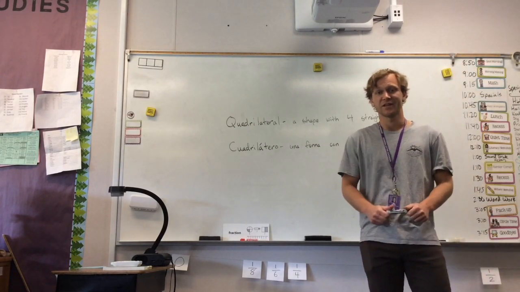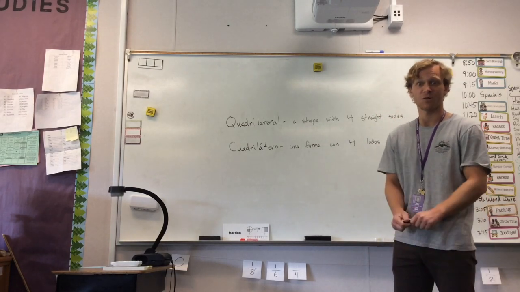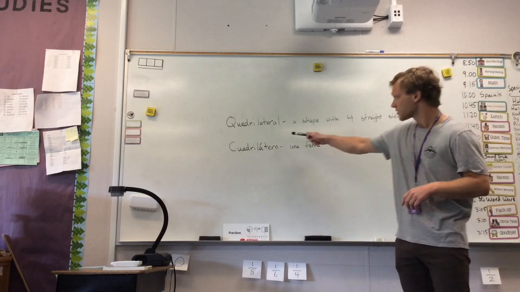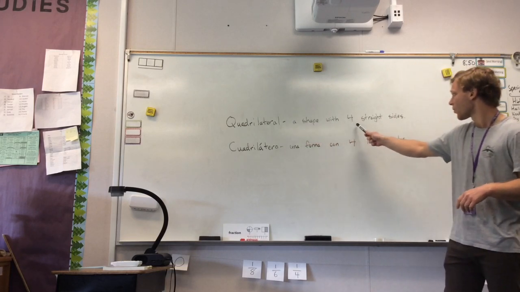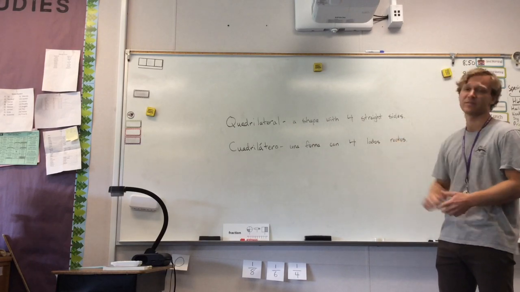Okay, third grade mathematicians. First, before we get started, we'll need to know what exactly is a quadrilateral. Well, a quadrilateral is any shape with 4 straight sides. No more, no less. The sides have to be straight.